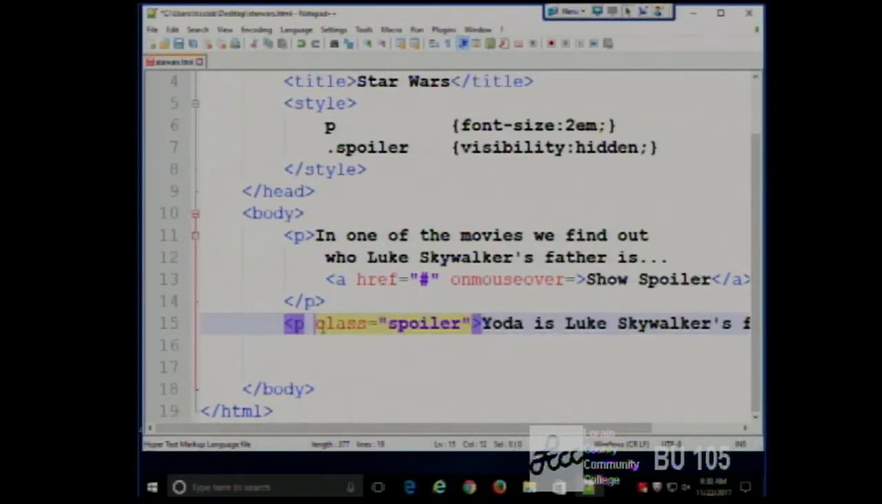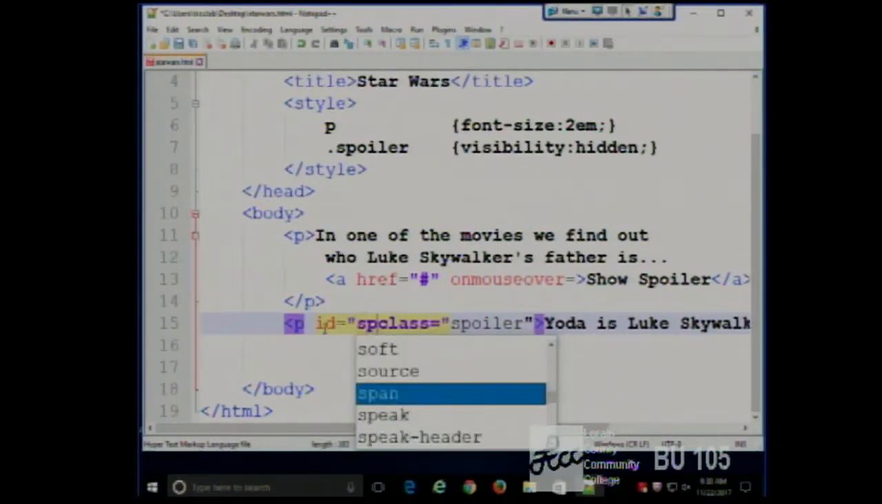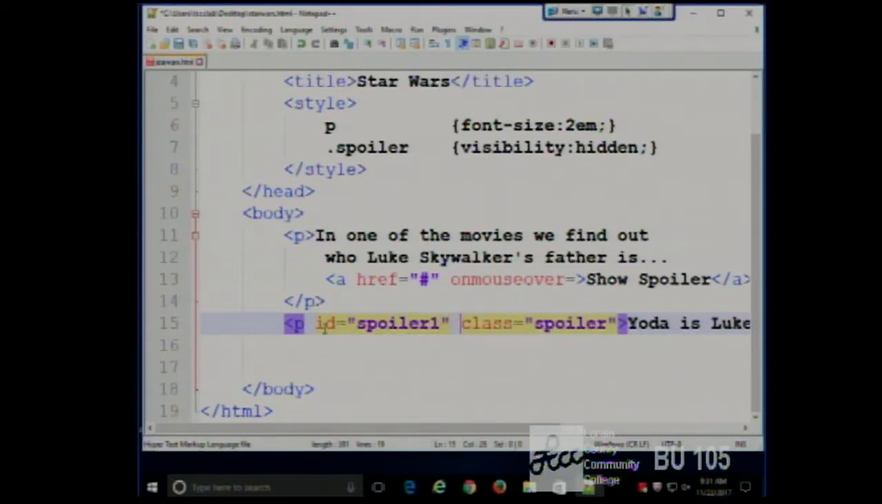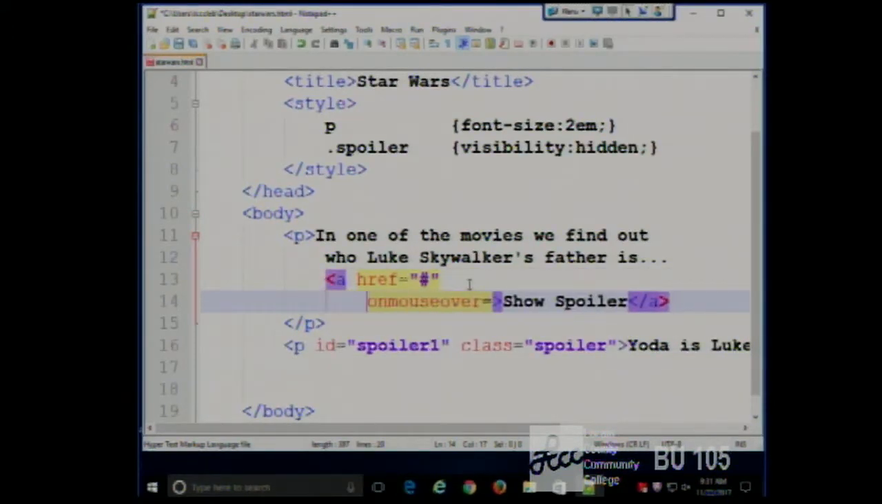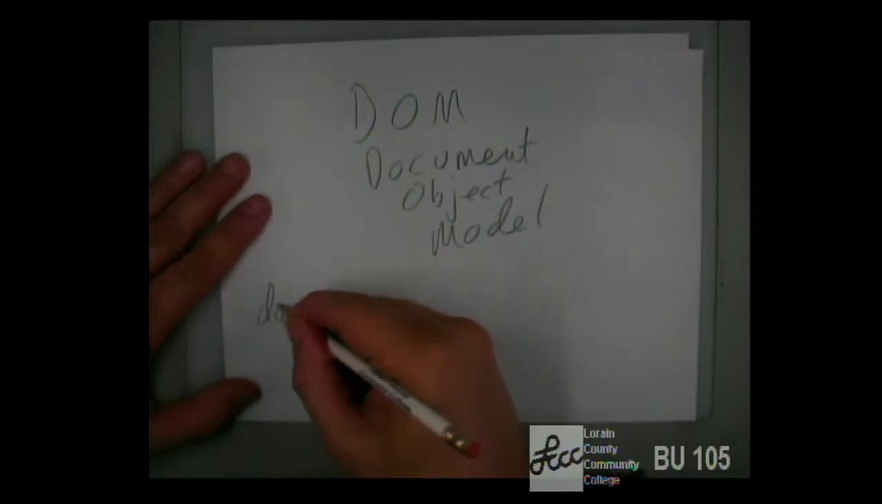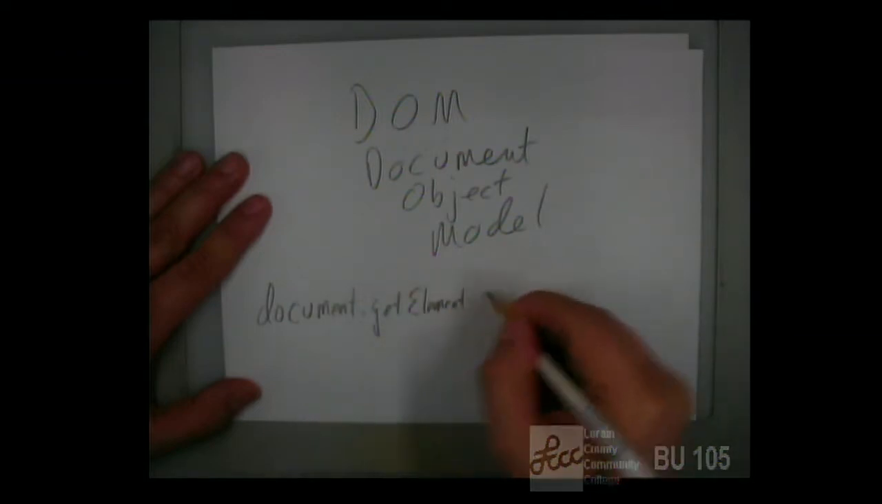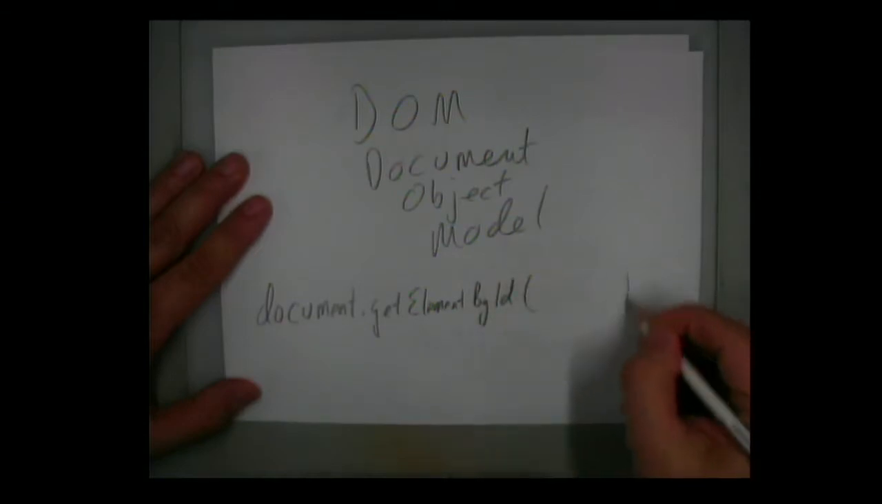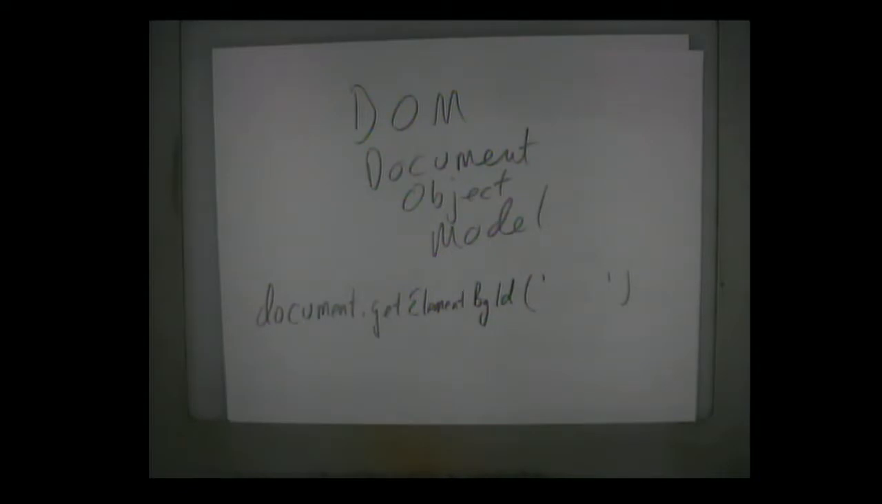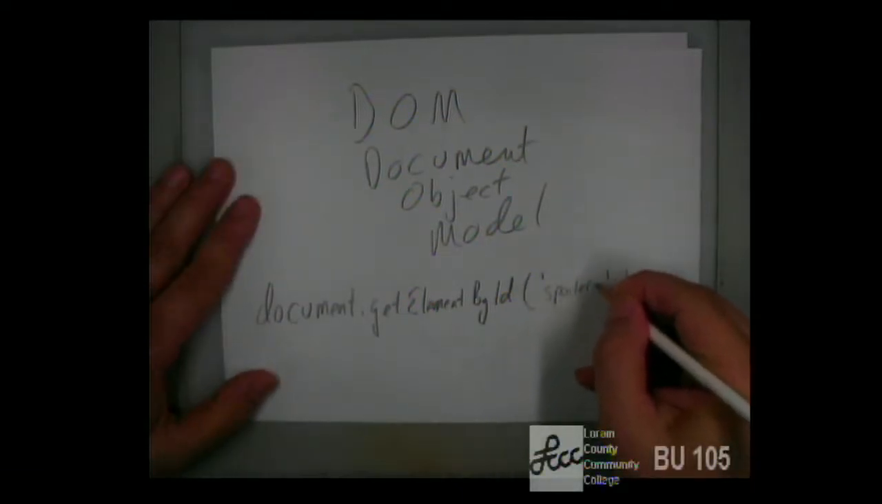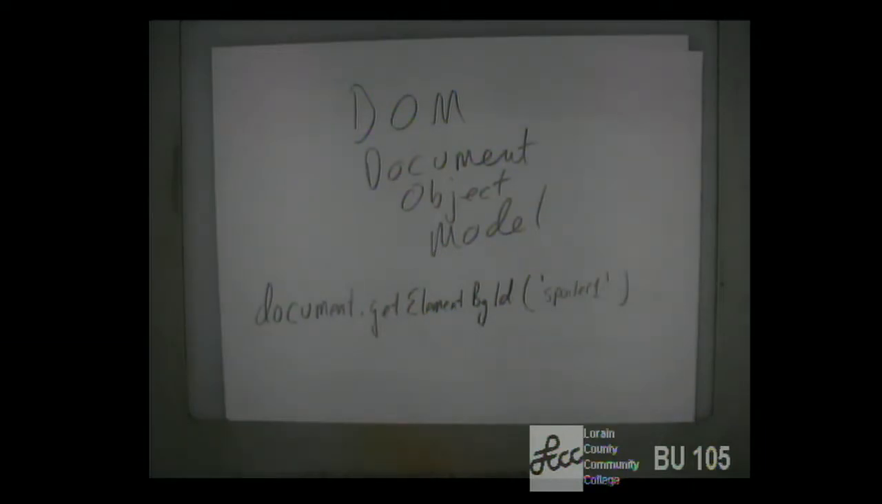So I'm going to give this an ID of spoiler one. Seems like a good ID. And on mouse over, I'm going to point to that using the workhorse, which is document.getElementById. Inside the quotes, you put the ID that you're interested in. So in this case, it would be spoiler one. That's the expression to point to that thing on the page, the thing on the page that has the ID.